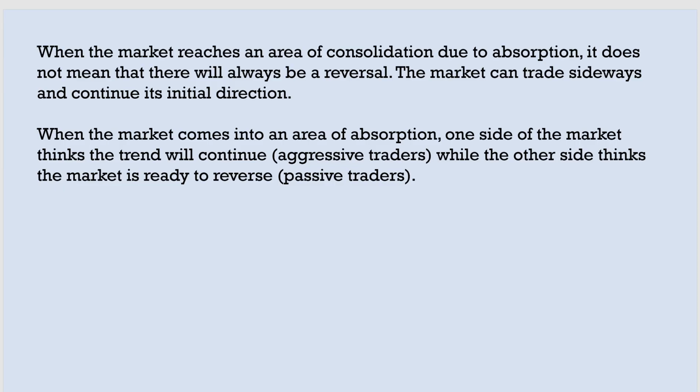Now, when the market reaches an area of consolidation due to absorption, it does not mean that there will always be a reversal. Sometimes you're expecting a reversal, it doesn't come, honestly. The market can trade sideways and then eventually continue its initial direction. We all like to think that when you hit absorption, the market should stop and reverse. Not always. It can go sideways and then continue its original direction. When the market comes into an area of absorption, one side of the market thinks the trend's going to continue, the aggressive traders. The other side thinks the market's ready to reverse, the passive traders.